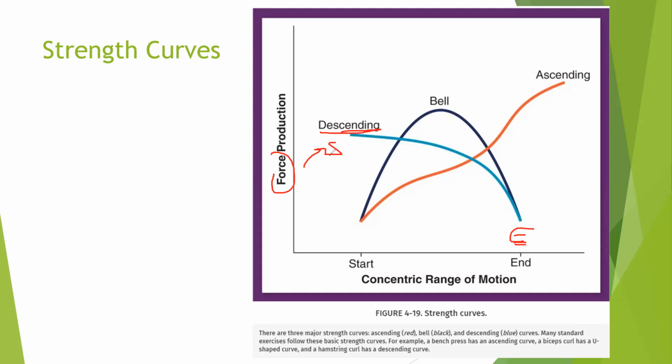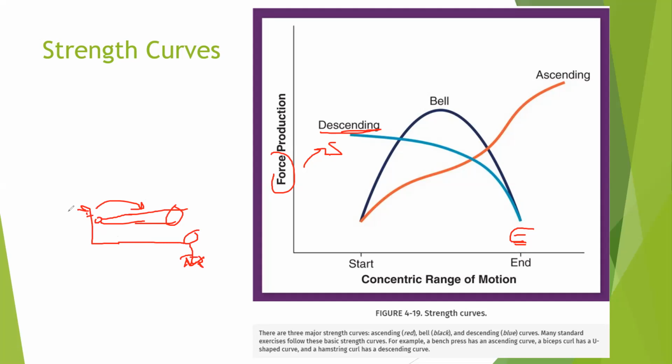Something that would be a descending curve would be like a hamstring curl. When I do a hamstring curl, here's my hands, here are my feet, here's that little machine thingy, and I'm going to curl my legs over.